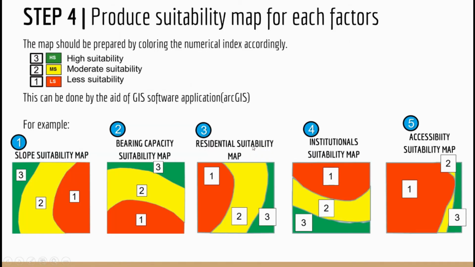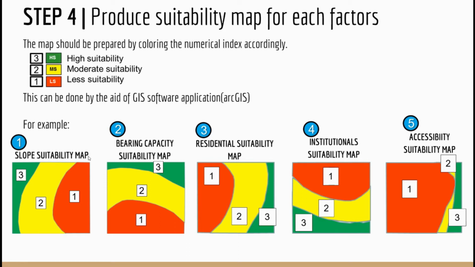Seterusnya, step keempat adalah kita kena produce suitability map for each factor. Okay, kemudian setiap map should be prepared by coloring the numerical index accordingly. Sebagai contoh, kalau high suitability, numerical index adalah 3. Moderate suitability adalah 2. Less suitability adalah 1. Semua numerical index ni can be done by the aid of GIS software application lah. So you don't need to tandakan dekat map you 3, 2, 1, 1, 2, 3, tak perlu. Ini kita buat dalam GIS software nanti. So GIS software become our main tools in this task.